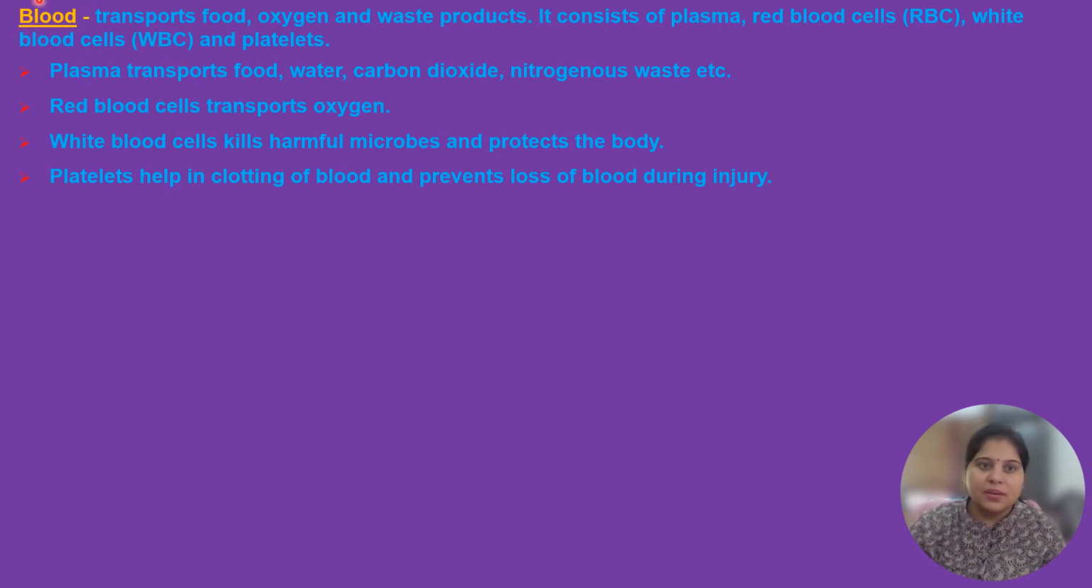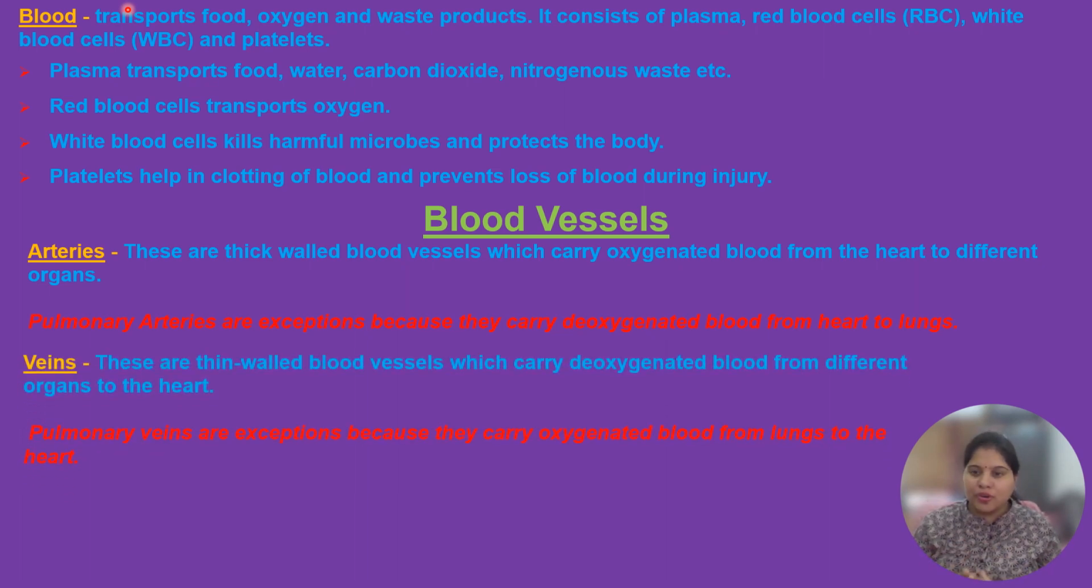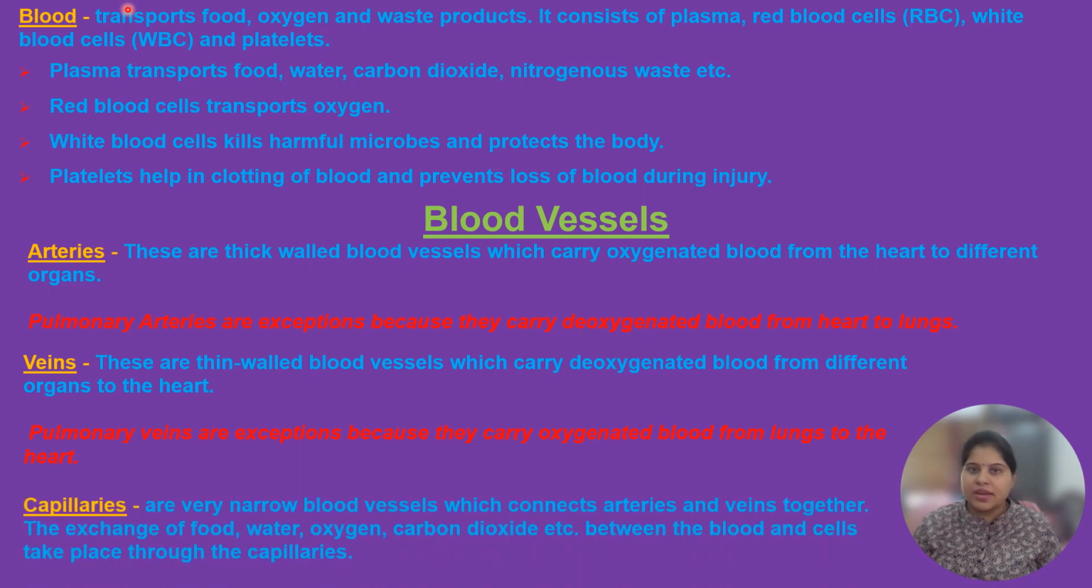So first is blood. What is the function of the blood? Blood provides a medium through which nutrients, salts, oxygen and carbon dioxide can pass to the other parts of the body. So through this blood, food, oxygen and waste products can move from one part of the body to another part of the body, and it consists of plasma, red blood cells, white blood cells and platelets.